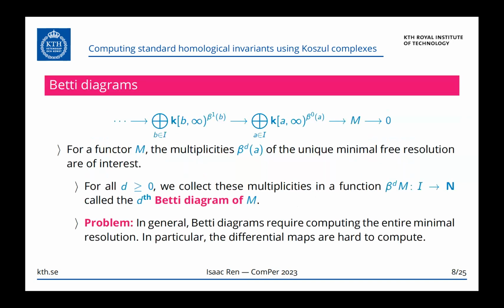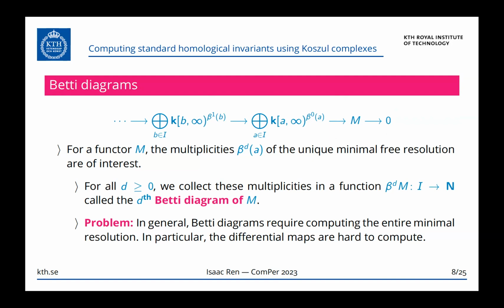Going back to the free resolutions, I've just written here more explicitly what the free resolution looks like. We have M still, and then the Fd are direct sums. Let's say that this is the minimal free resolution. Then we want to look at these multiplicities beta 0, beta 1, and so on.